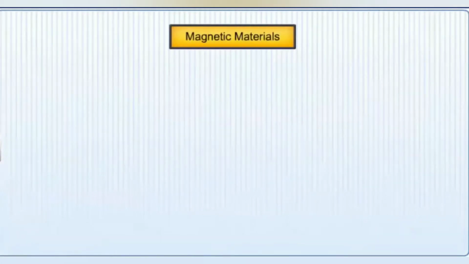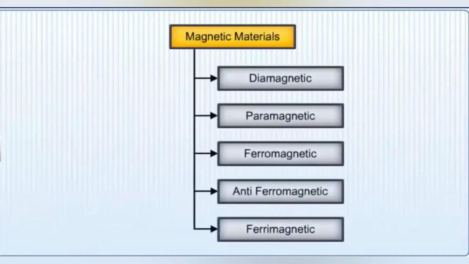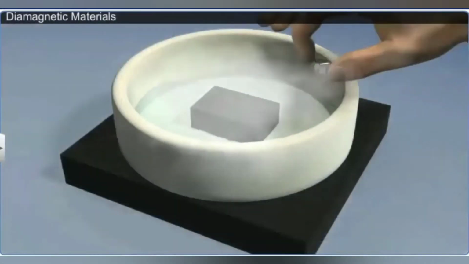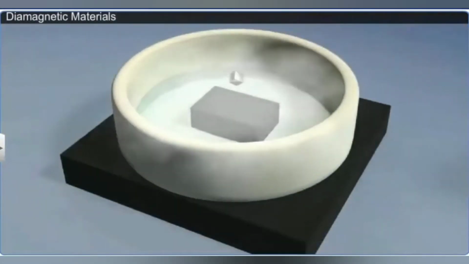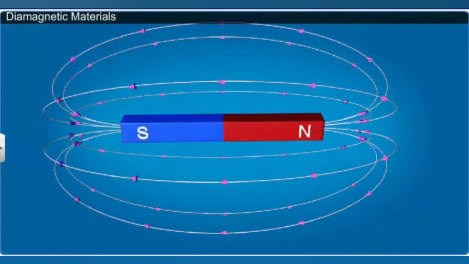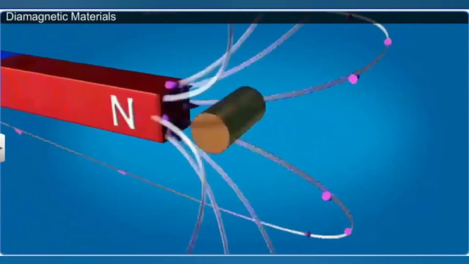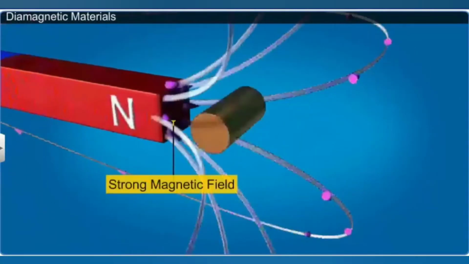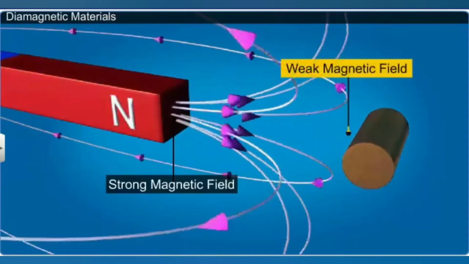Based on the behavior in the external magnetic field, the substances are classified into different types such as diamagnetic, paramagnetic, ferromagnetic, antiferromagnetic, and ferrimagnetic. Let's start with diamagnetic substances. Diamagnetic substances are the substances that are repelled by an external magnetic field. When a bar of diamagnetic substance is placed in a non-uniform external magnetic field, it tends to move from a region of strong magnetic field to a region of weaker magnetic field.